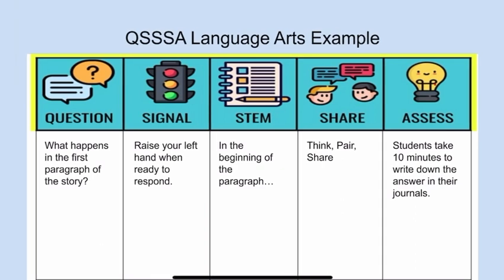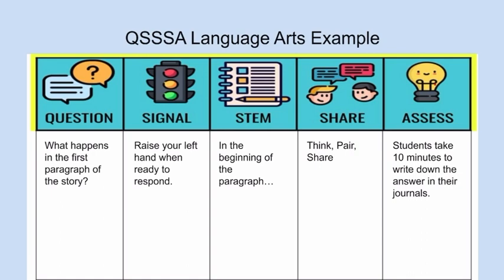Another example, here's an example for language arts. So the question is, what happens in the first paragraph of the story? The signal is raise your left hand when you're ready to respond. I really like that this was specific, left. That way students practice their left hand and their right hand, plus it's extra vocabulary. They would know that left is left. Some students don't know that if they don't speak English.